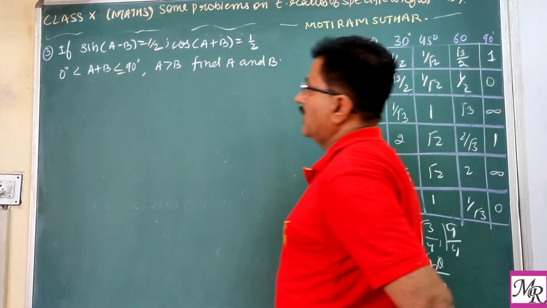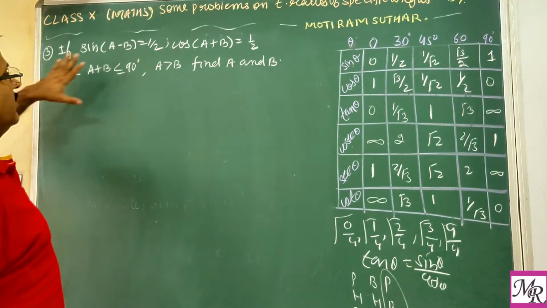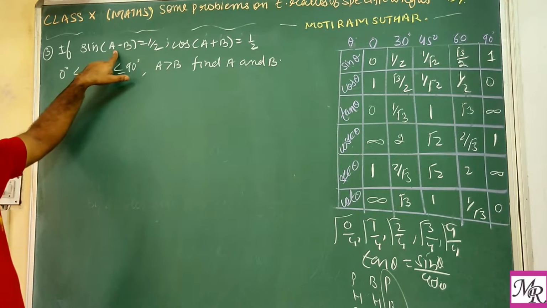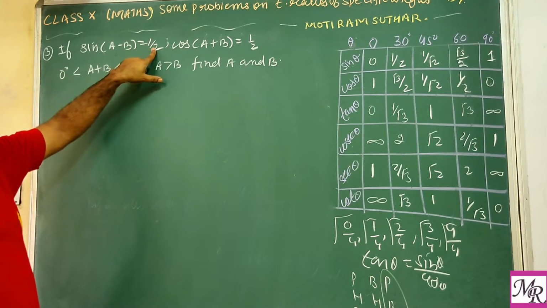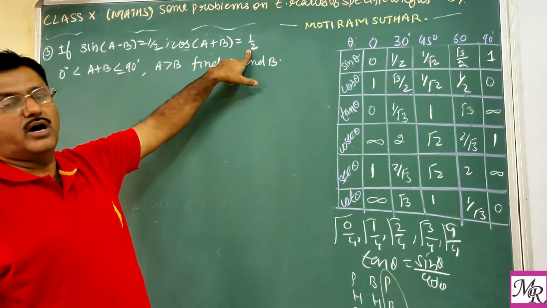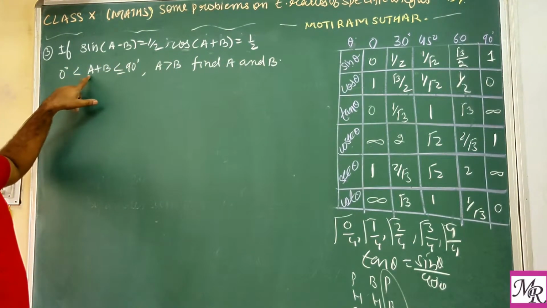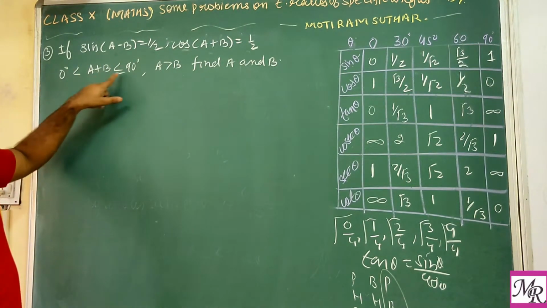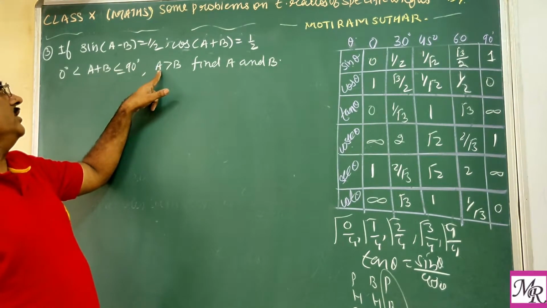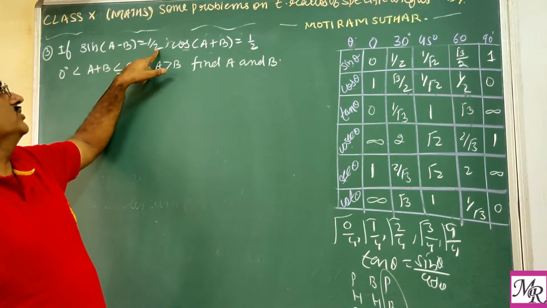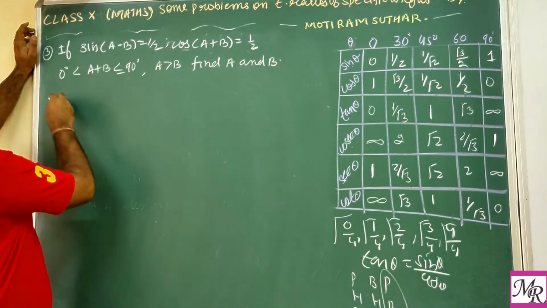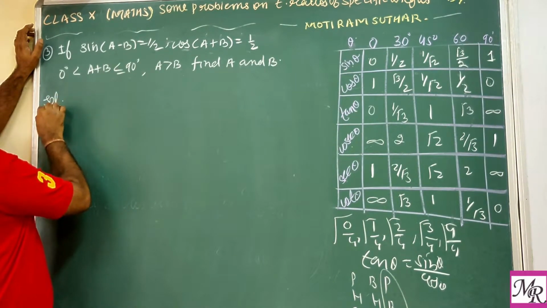So dear students, next type of problem we discuss. Say if sine of (A minus B) equals 1 by 2 and cos of (A plus B) equals 1 by 2, and A plus B lies between 0 and 90 degrees, and A is greater than B. Find A and B. Such a type of problem is given, then we have to solve.